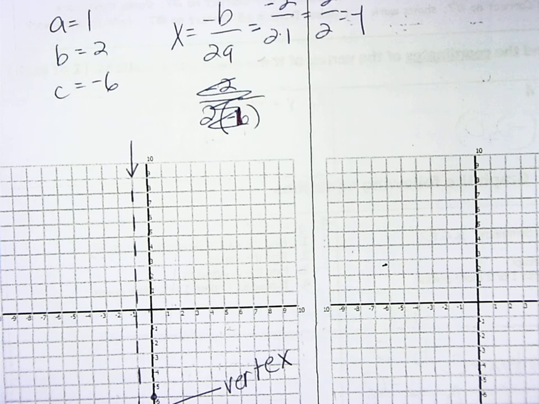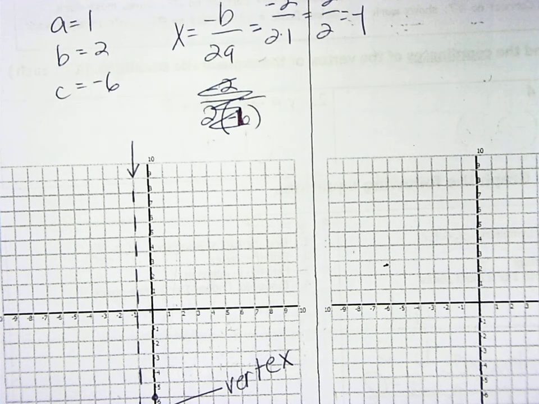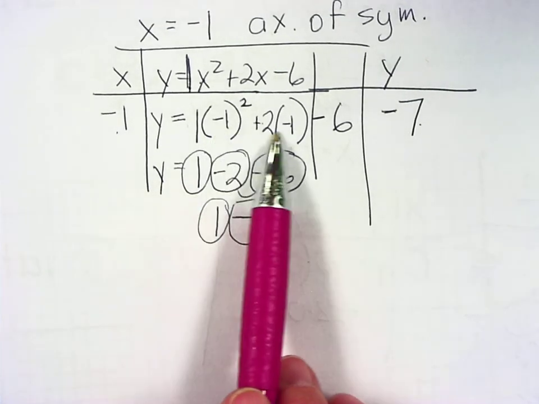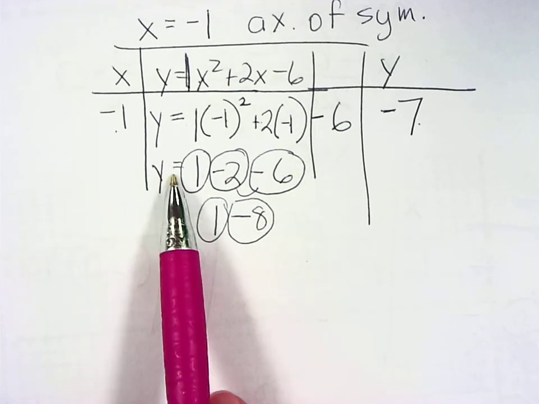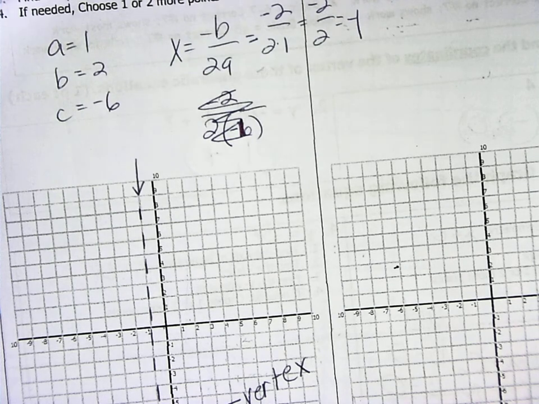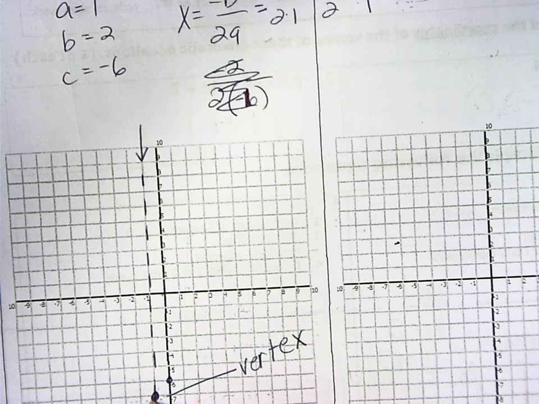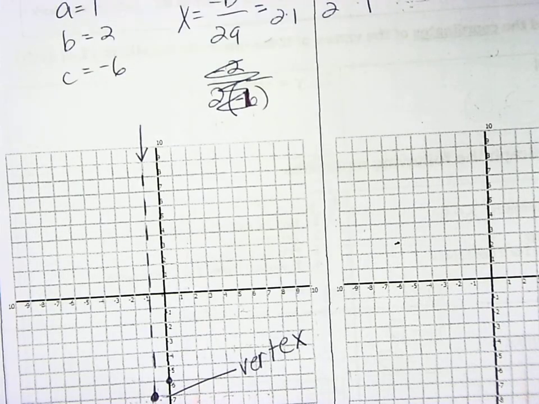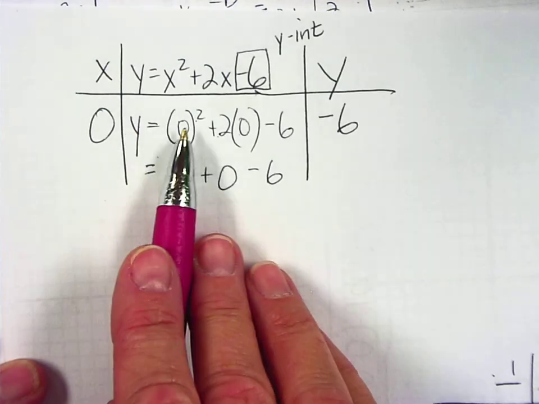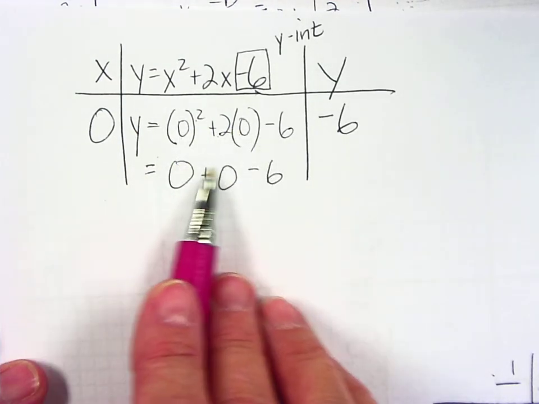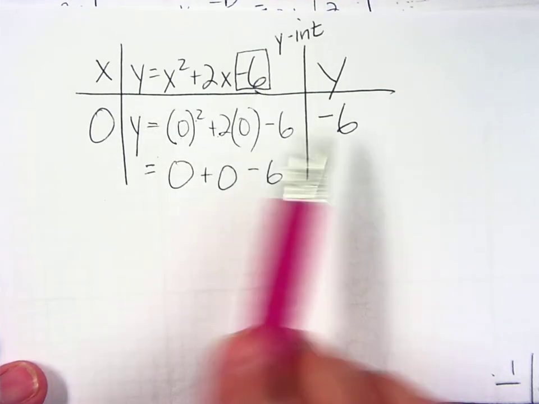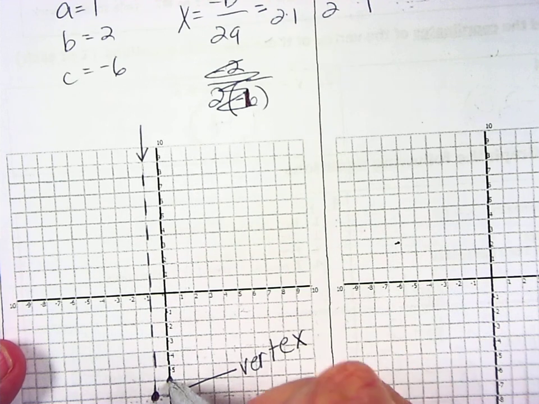When I plug -1 into my equation, I get this equation right here. And when I simplify that, I get -7. So there's your vertex, (-1, -7). Then I wanted to find my y-intercept, so I made x 0. When you make x 0, you get -6 for your y-intercept, which is also your c value. (0, -6) is your y-intercept.